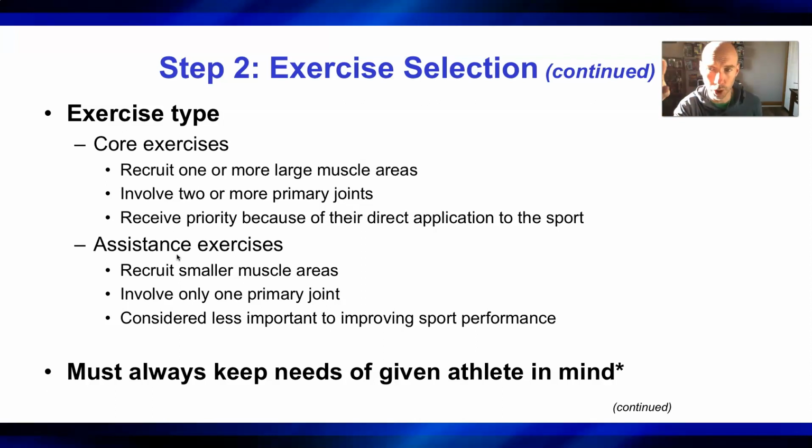They typically involve one joint, where core exercises involve multiple joints, right? In a bench press, you're using the shoulders and the elbows both. In a squat, you're using hips, knees, ankles, right? Where in a hamstring curl, you're just using the knees. That's a good way to differentiate those two, okay?